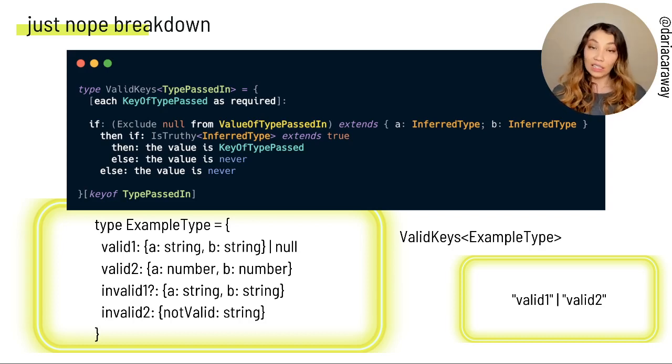Then we have invalid2. Invalid2 is not valid because the object does not match our object matcher. TypeScript can't infer a type, so invalid2 is also not valid.